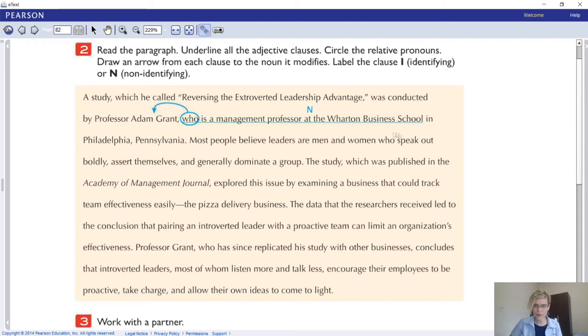So this one you underline because it's the adjective clause. You circle who, because that's the relative pronoun, with the arrow that refers to Adam Grant. Then four, you write an N because it's non-identifying. That's why there is a comma, right? So who is a management professor at Wharton Business School in Philadelphia, comma. That is non-identifying because it has commas. If it is identifying, remember, it has no commas.